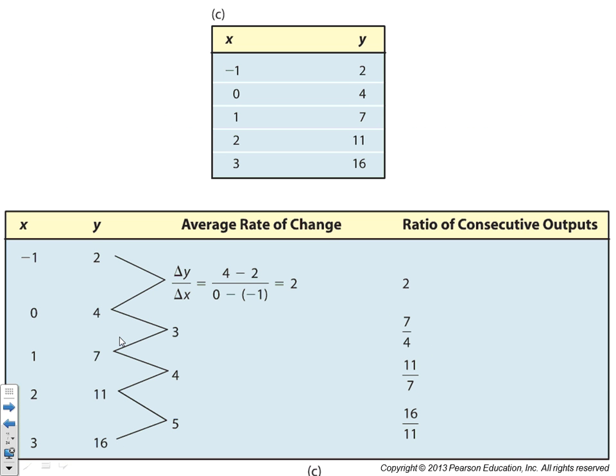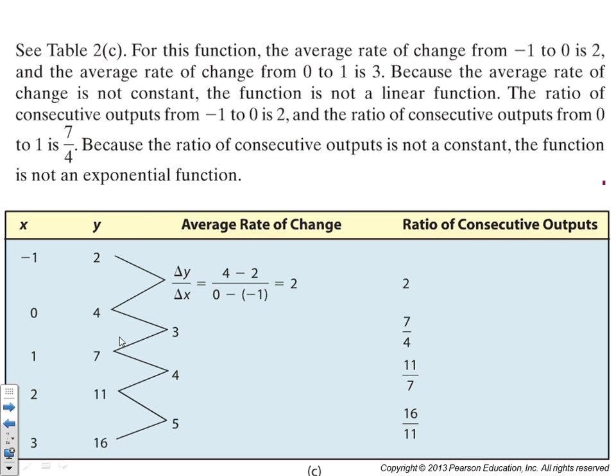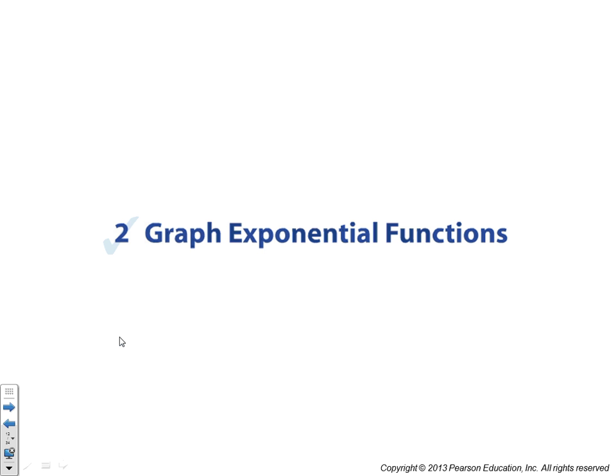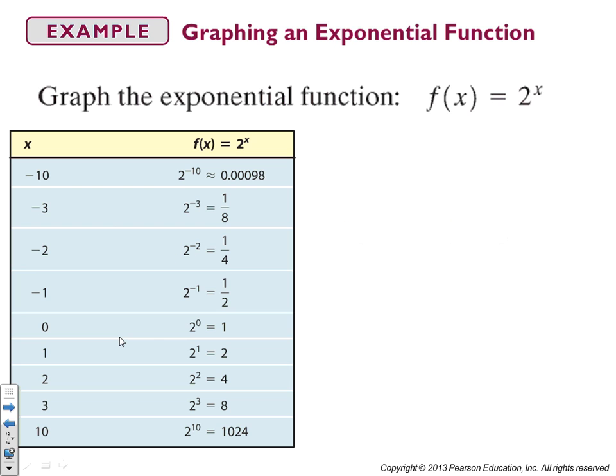The third one does not have an average rate of change that's constant, nor does it have a ratio of consecutive outputs that's constant. So it is neither. All right, let's look at the graphs of these guys.